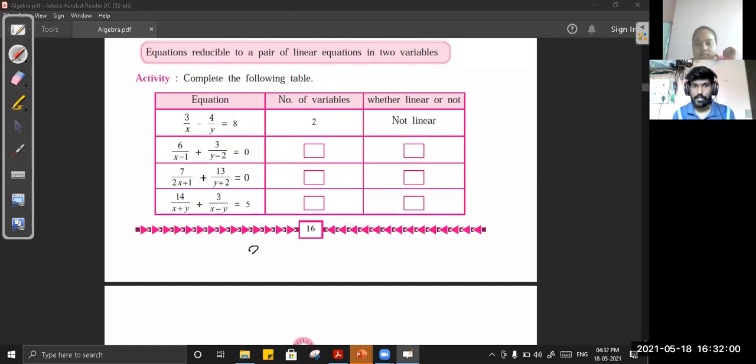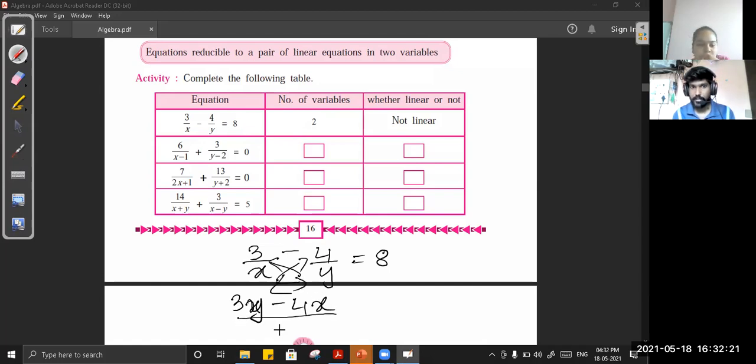Yes. So this was 3. We had to identify whether it is linear or not. So 3 upon x minus 4 upon y is equal to 8. Then you do a cross multiplication. When you do cross multiplication, 3y minus 4x, we have to multiply the denominator also, xy is equal to 8.